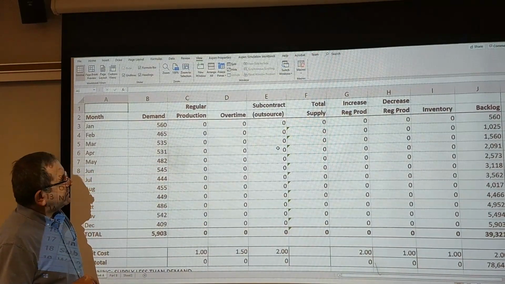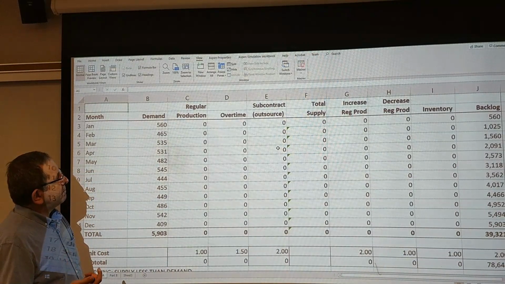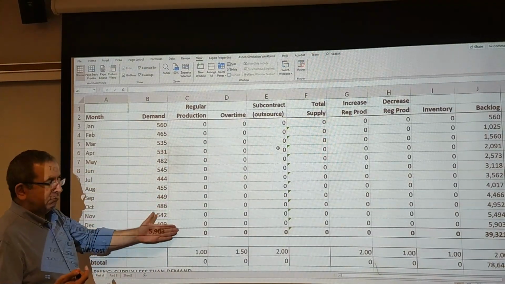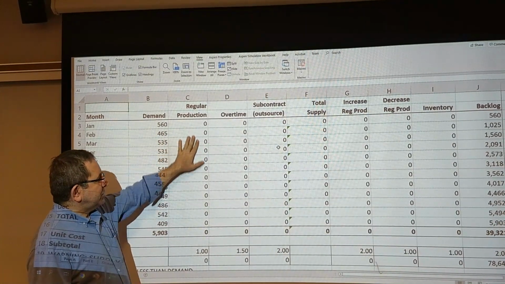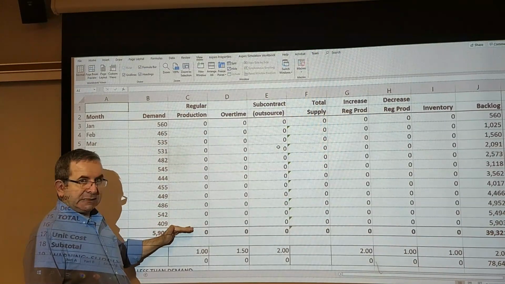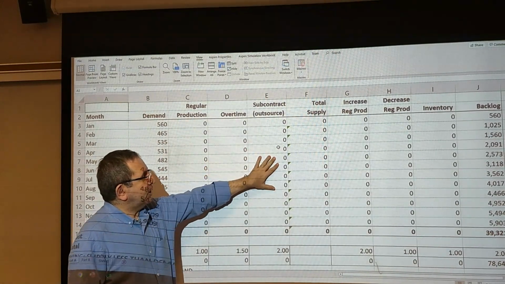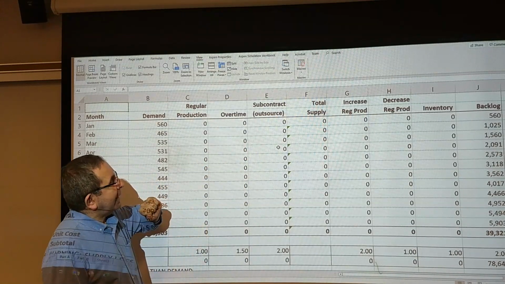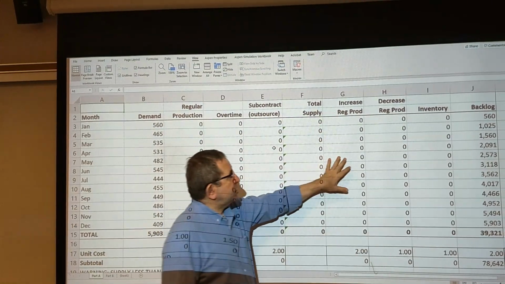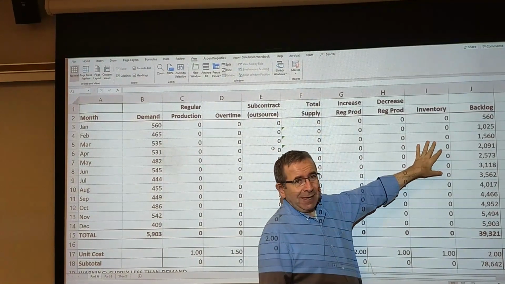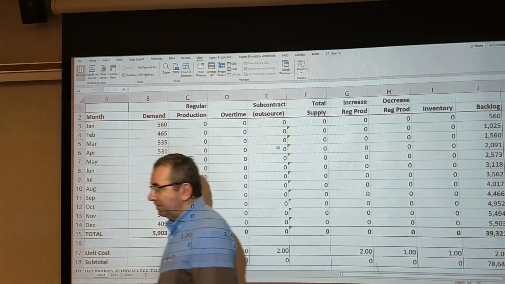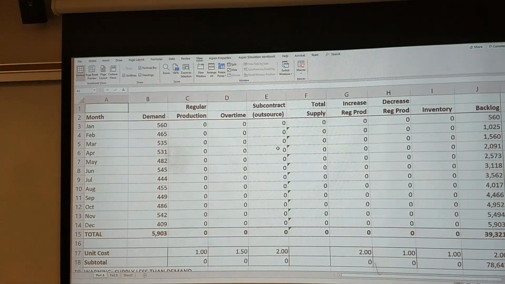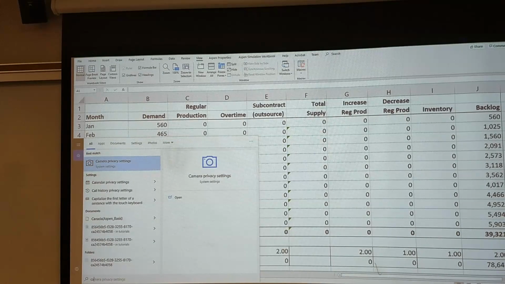Okay? So let's try the level production. Level production means we're going to have a constant production level over 12 months. We're not going to use overtime or subcontracting, and we're not going to increase or decrease production. We can sometimes have extra inventory, and when inventory is not enough, we can have backlog. So how much should we produce every month?